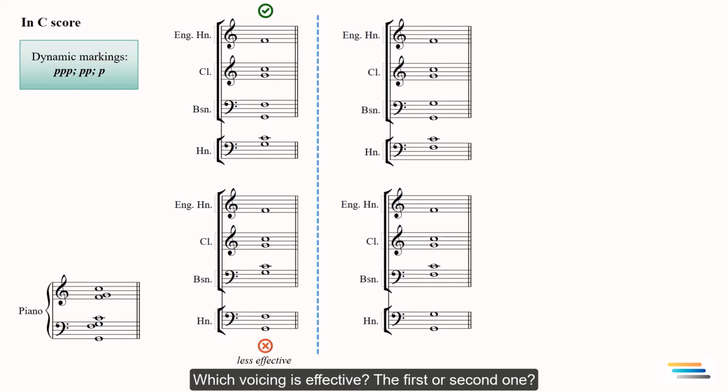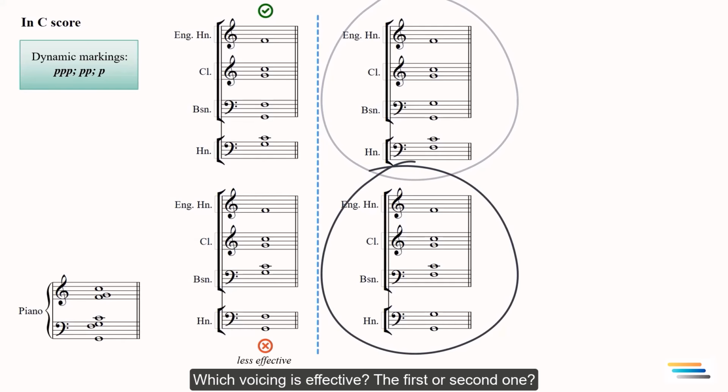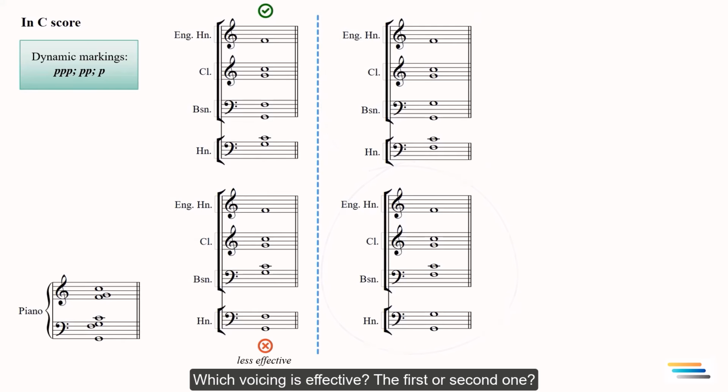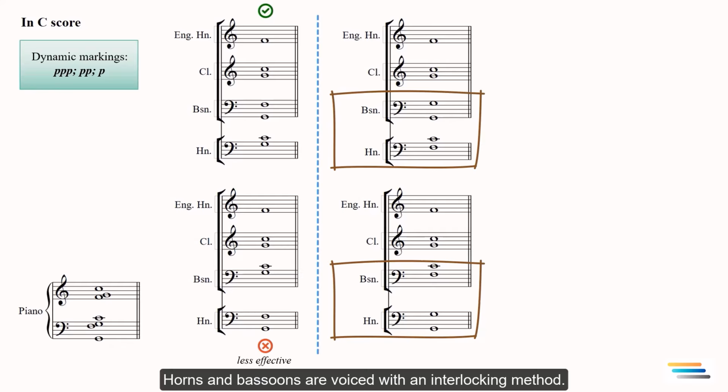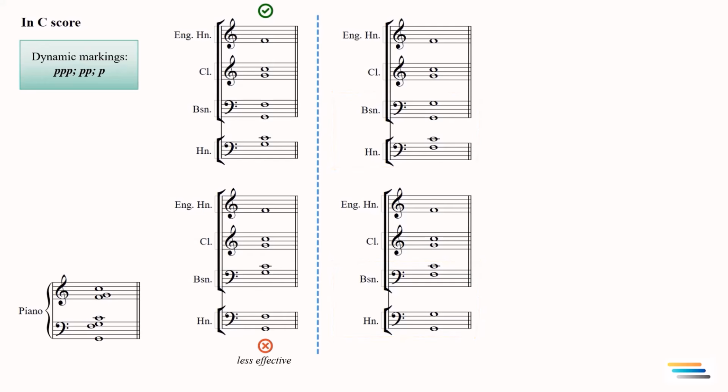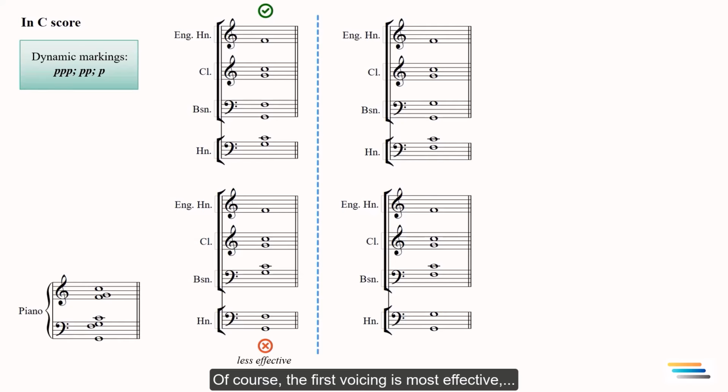Which voicing is effective? The first or second one? The upper portion of the chord is the same in both voicings. Horns and bassoons are voiced with an interlocking method. Of course, the first voicing is most effective since one of the bassoons is below the horn. Soft dynamics should be used.